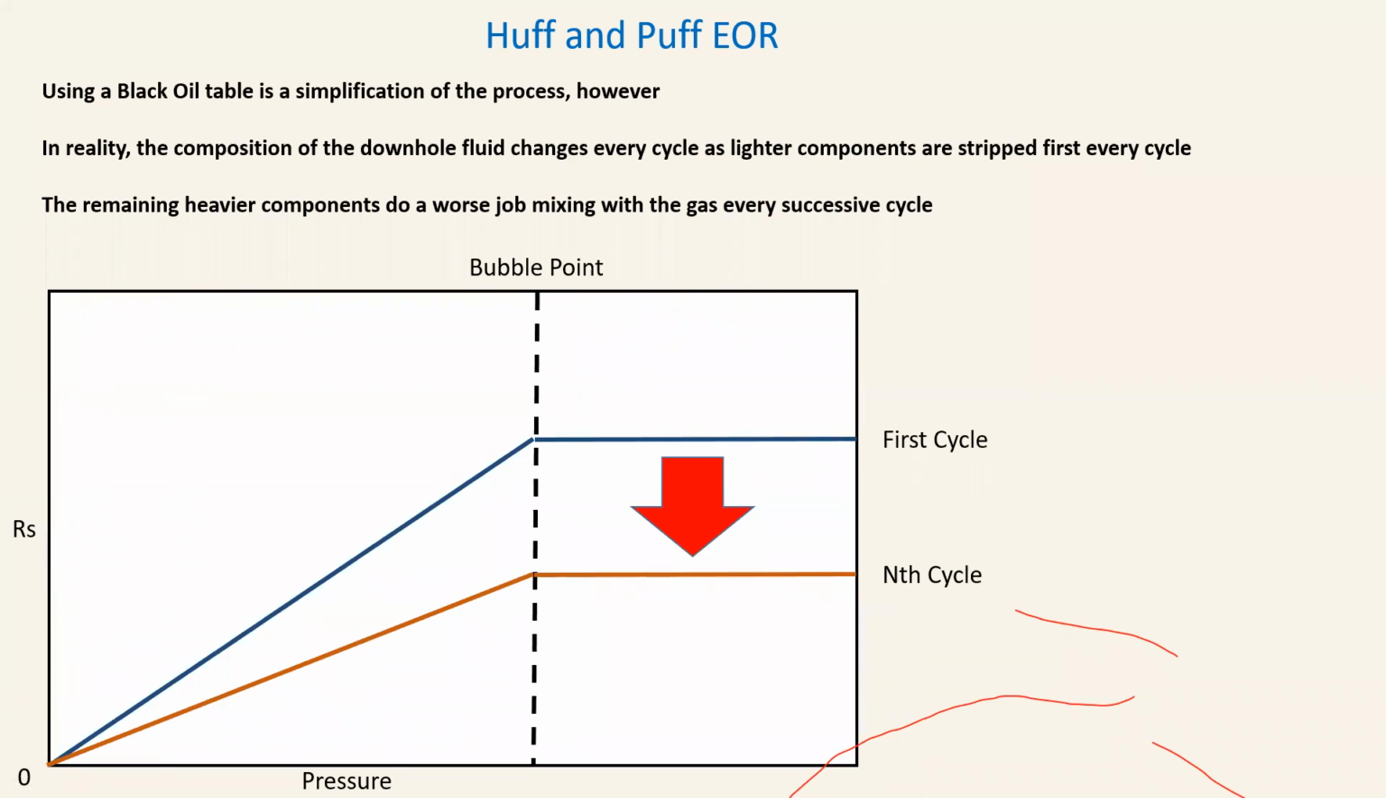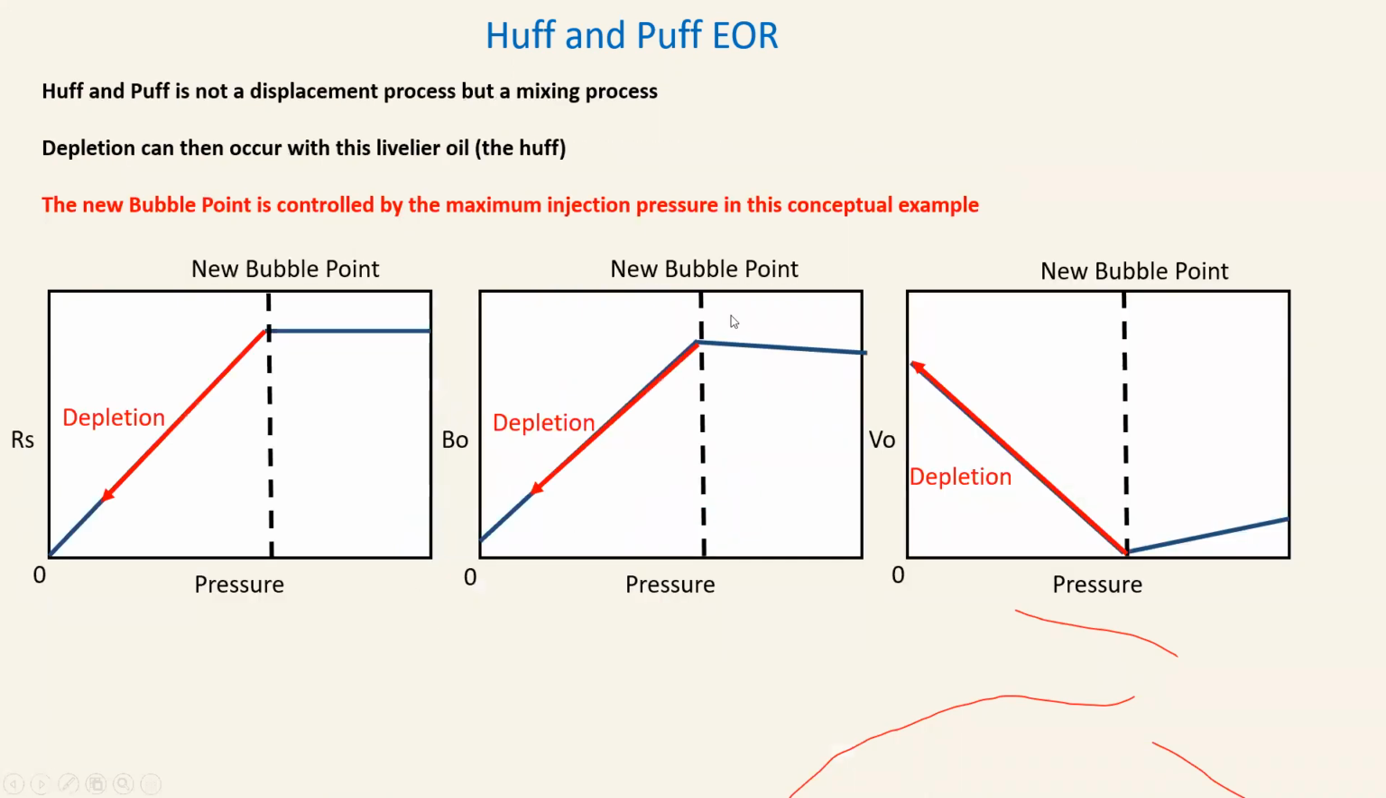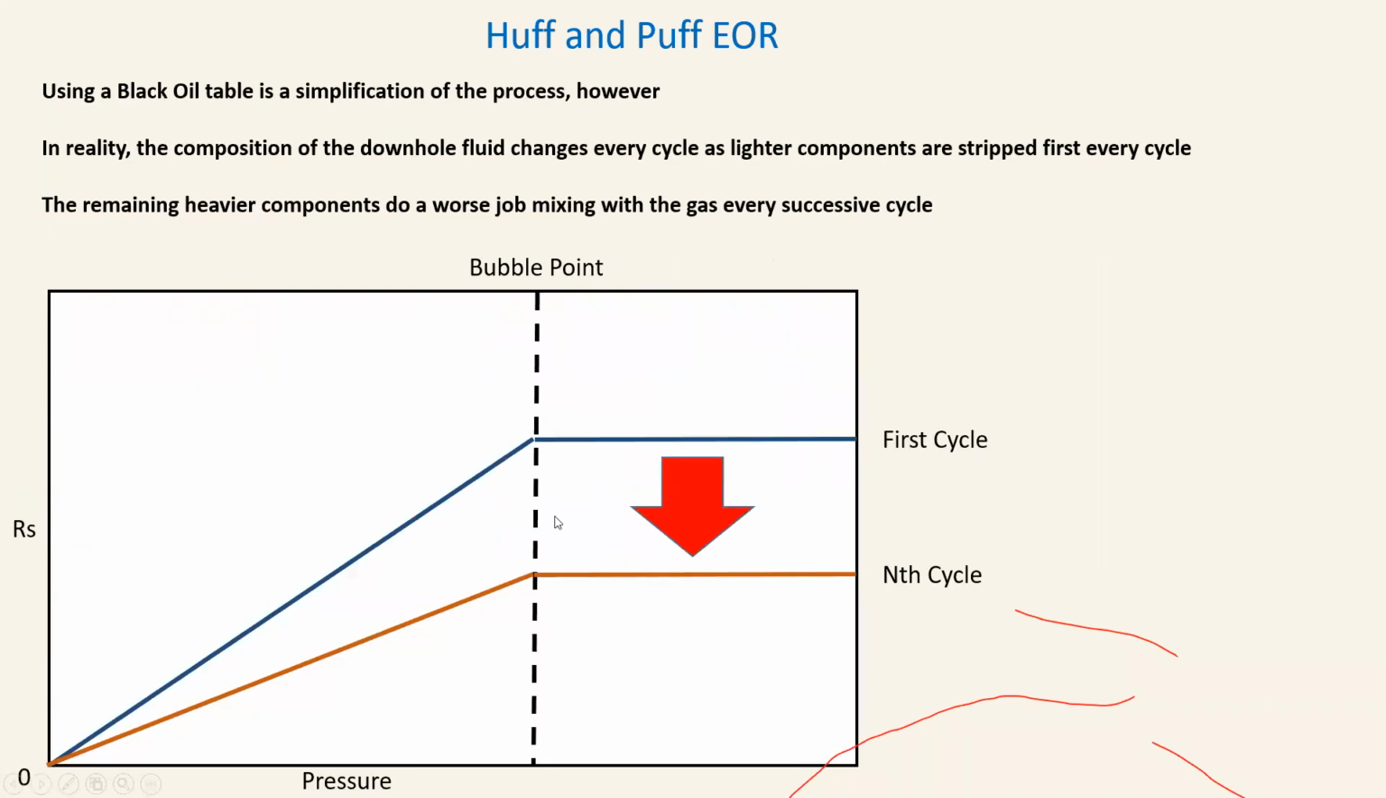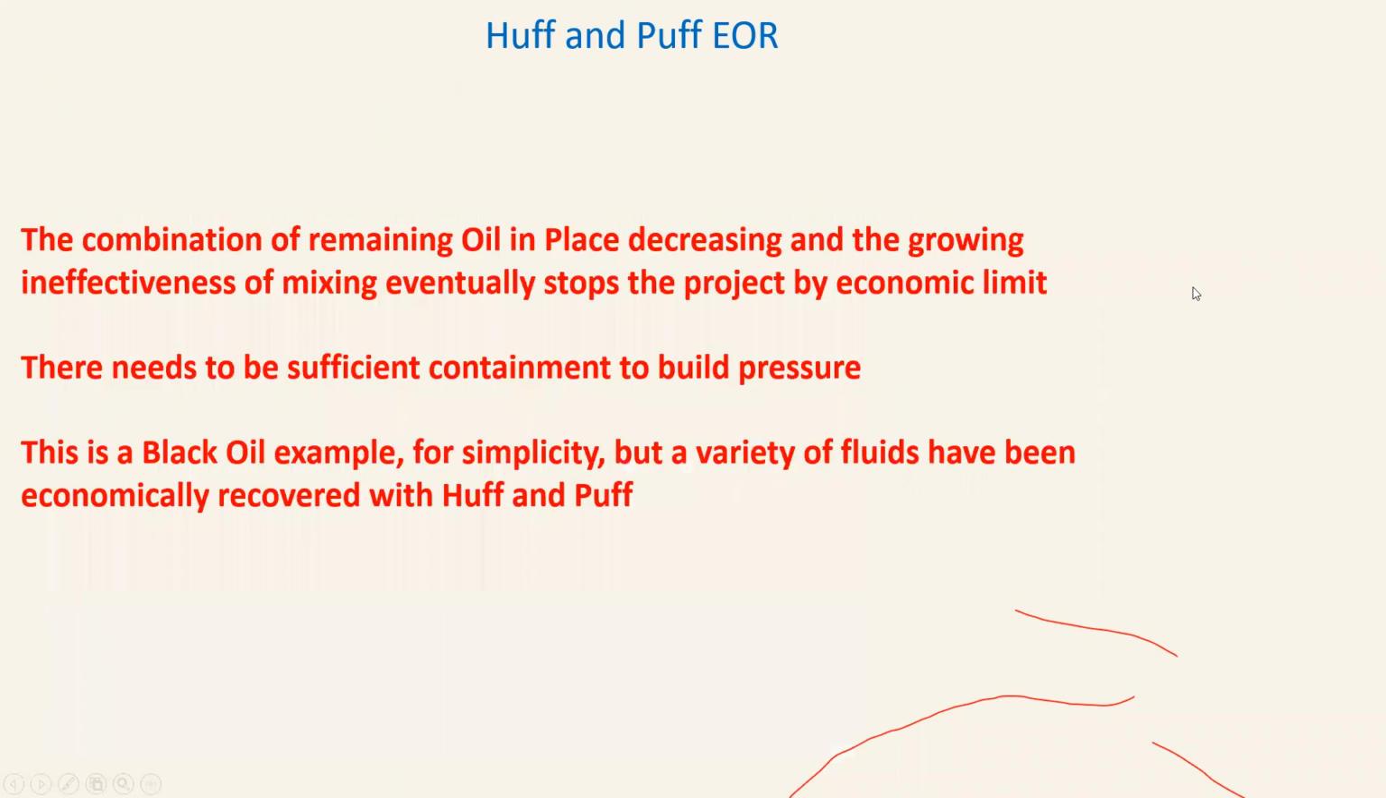You're basically stripping the lighter components out of the oil. So the remaining components in the oil mix more and more poorly with the gas you're injecting. So it's not like you're following these plots up and down. It's a hysteretic process where you're slowly reducing the quality of the oil left in the ground and the quantity of the oil left in the ground. So the combination of remaining oil in place decreasing and the growing ineffectiveness of mixing eventually stops the project by economic limit.